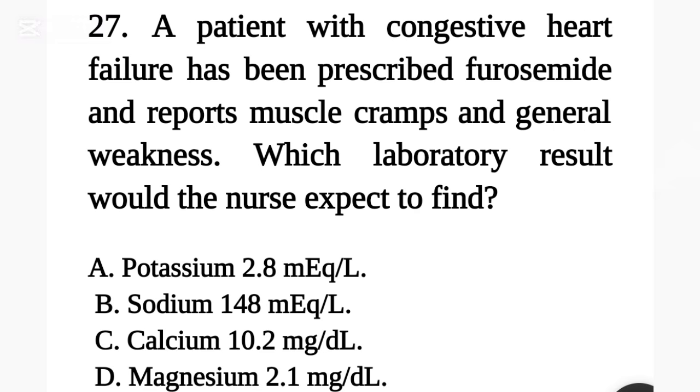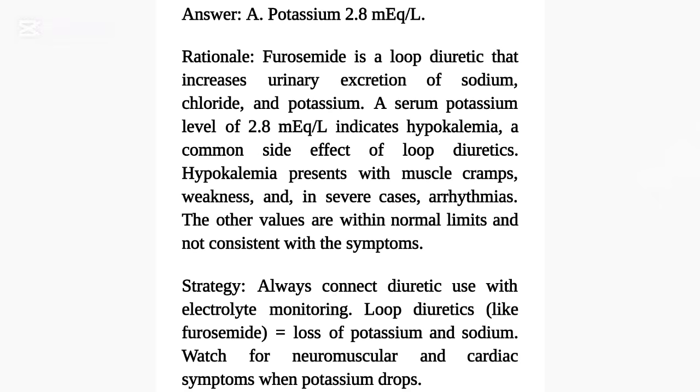27. A patient with congestive heart failure has been prescribed furosemide and reports muscle cramps and general weakness. Which laboratory result would the nurse expect to find? A. Potassium 2.8 milliequivalents per liter. B. Sodium 148 milliequivalents per liter. C. Calcium 10.2 milligrams per deciliter. D. Magnesium 2.1 milligrams per deciliter. Answer: A. Potassium 2.8 milliequivalents per liter.